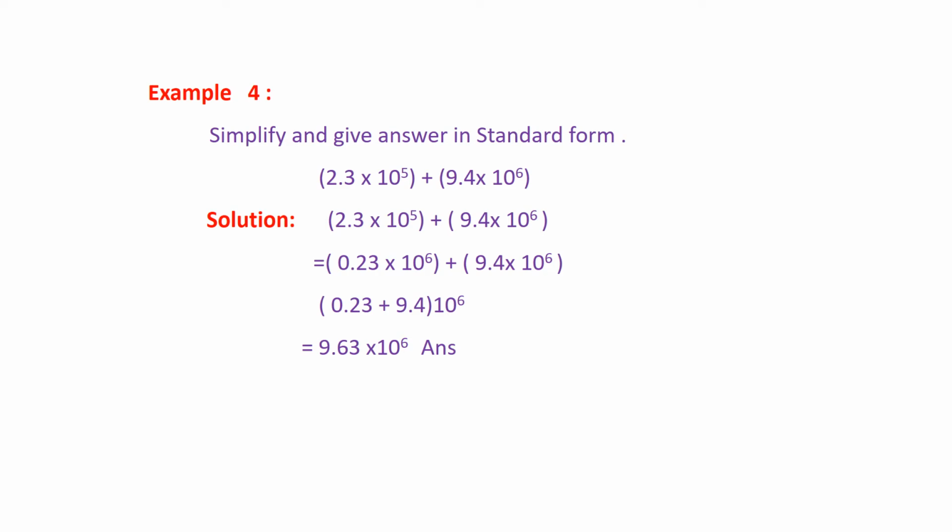2.3 into 10 raised power 5 can be written as 0.23 into 10 power 6 plus 9.4 into 10 power 6. Now we have the same power in these two numbers. Taking this 10 power 6 as common and writing it on the right side, we get this expression, and simplifying we get this as the answer. Just keep in mind this answer must be in standard form, otherwise we have to change the place of the decimal towards left or right accordingly.